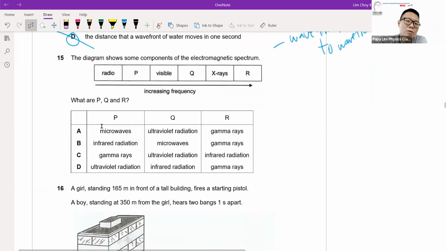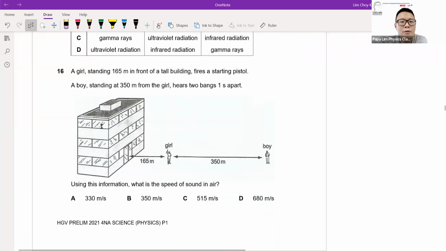Question 15, EM wave. I will not go through too much. This one is basically you have to remember what the waves are in the electromagnetic spectrum. Okay. Speed of sound in air when an object.